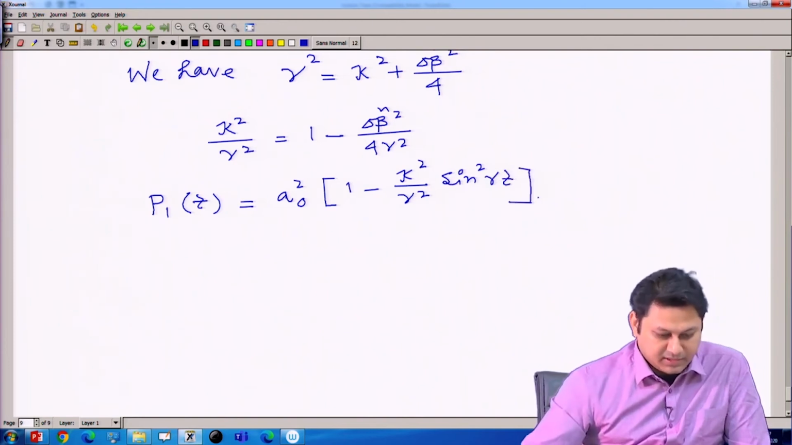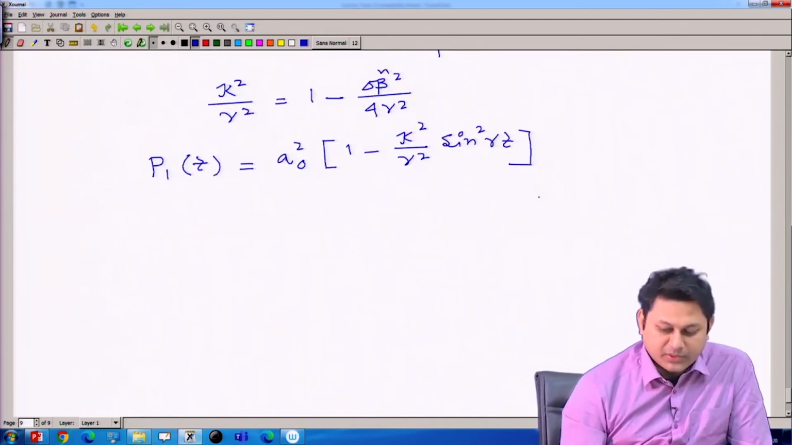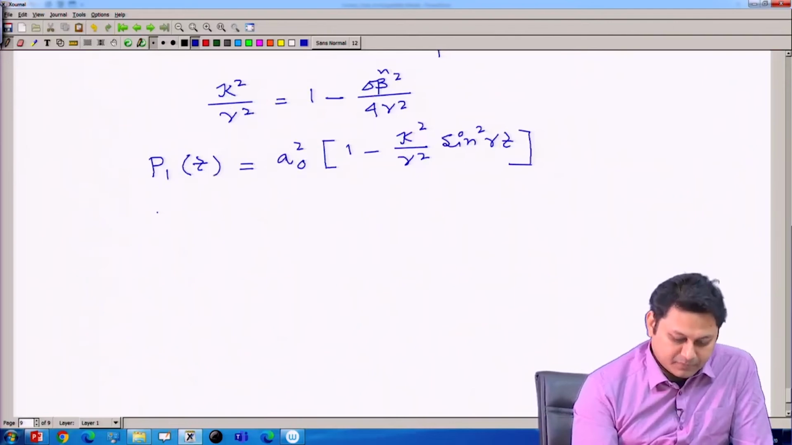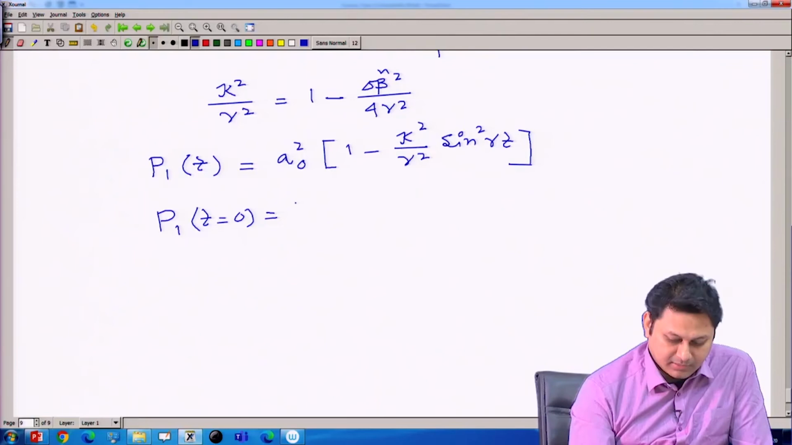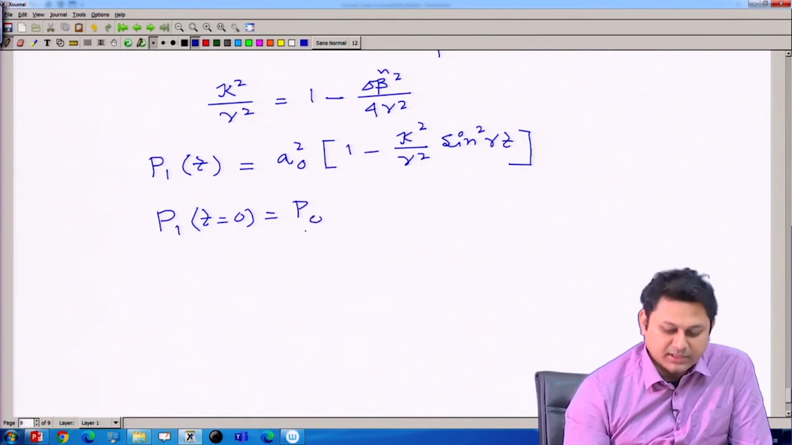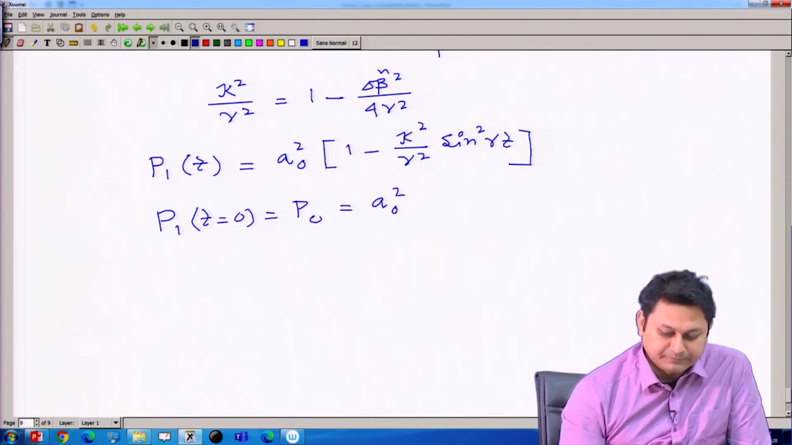So, this is very interesting, and also when z equal to 0, I have P1 at z equal to 0, which I can say my P0, that is initial power, it should be simply A0 square.